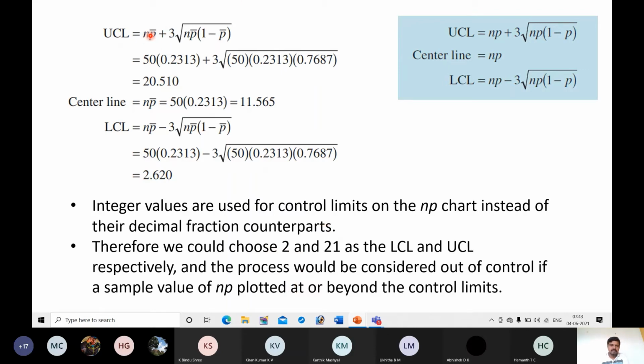Okay, here in the equation you can see instead of P, we have considered P bar. The reason is we don't know the process fraction non-conforming value or the standard fraction non-conforming value. So we have calculated it using the sample fraction non-conforming. For that reason, we are using P bar.